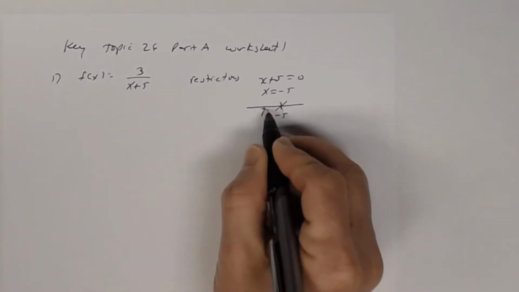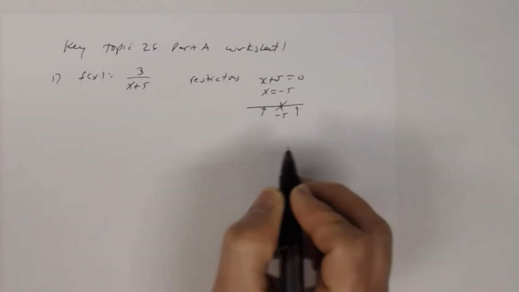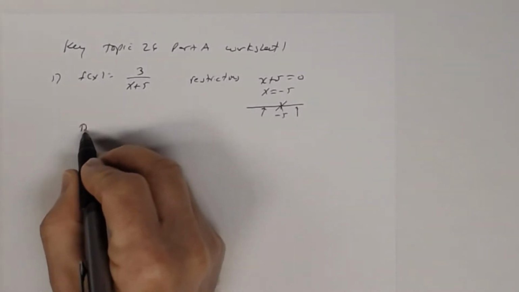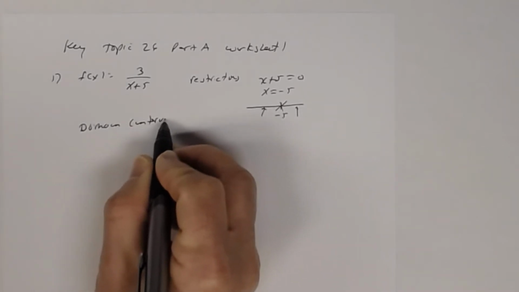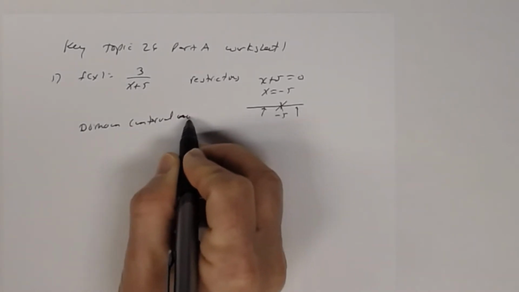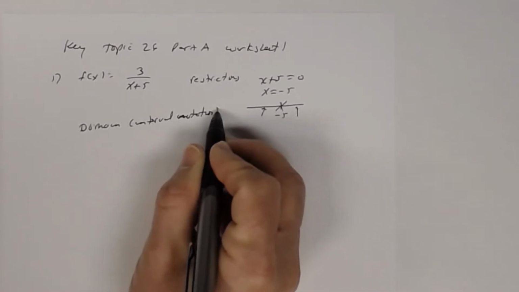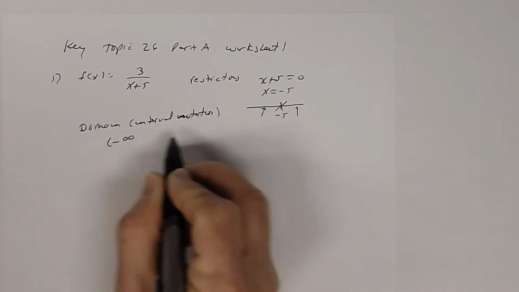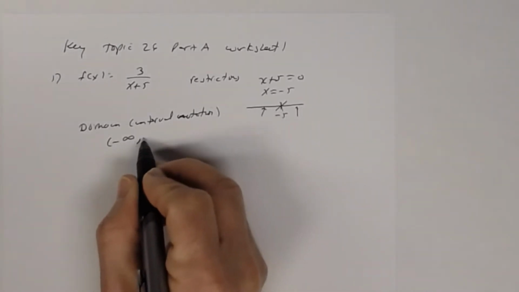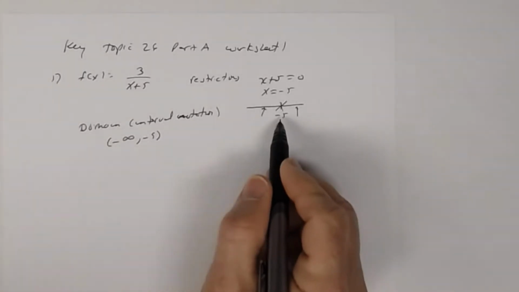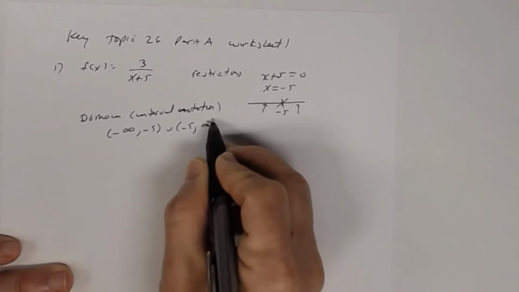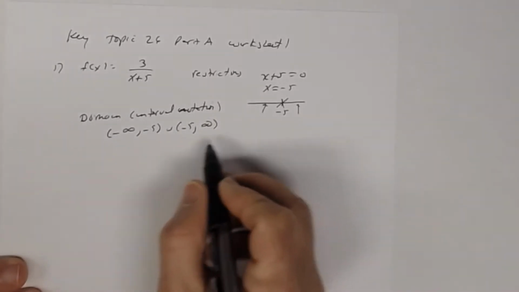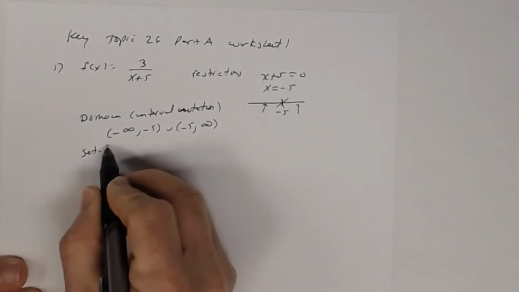So if you look at this in terms of the number line, there are two intervals. So your domain in interval notation is negative infinity to negative 5, with parentheses because you cannot include negative 5, union, and then negative 5 to infinity.